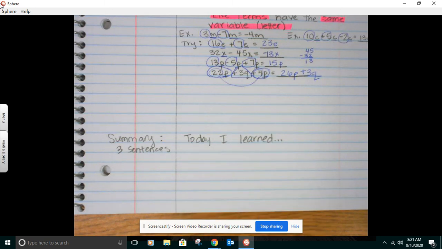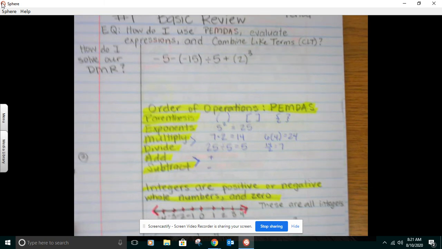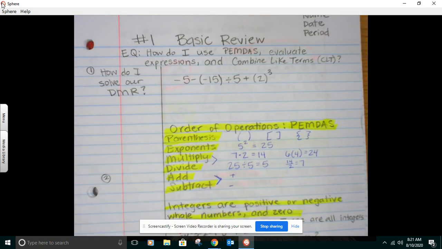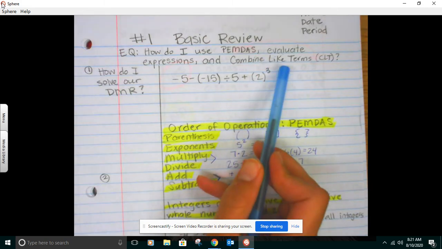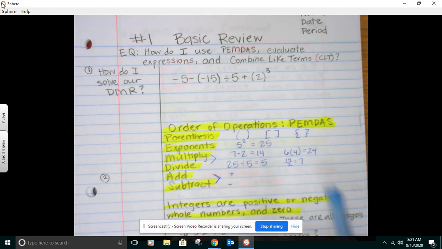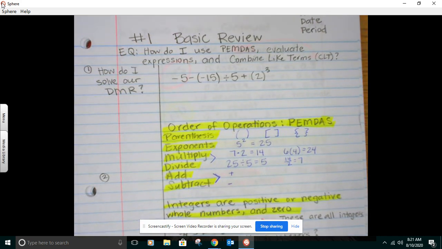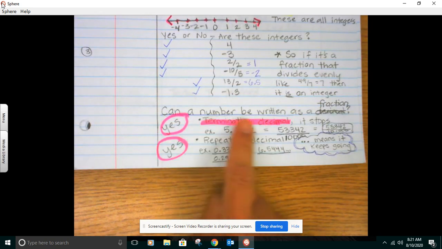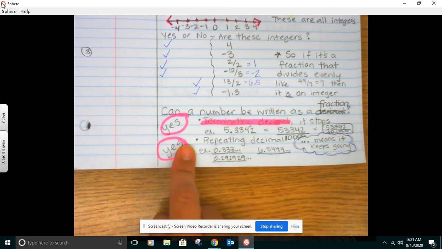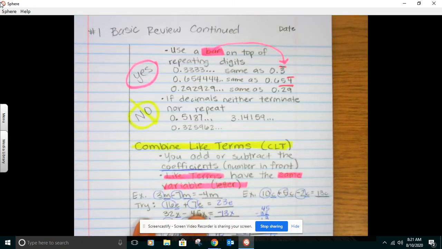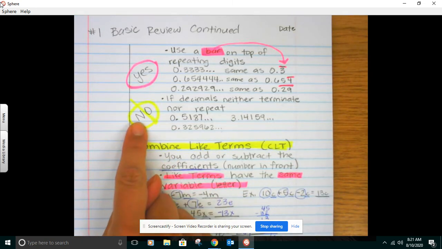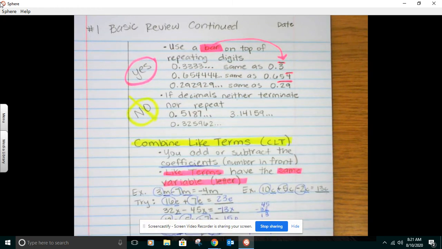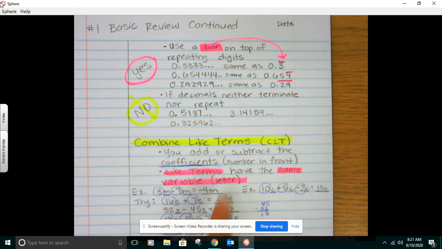What I would recommend is go back to your essential question and review your notes. What did you learn about? You learned about PEMDAS, evaluating expressions, and combining like terms. You could get specific and say, what is the order of operations? You could say, how do you know a number can be written as a fraction? So again, look through your notes. You can say, today I learned how a number can be written as a fraction. And there's 1, 2, 3 ways that it's a yes, but 1 way that's a no. So you can just re-emphasize that. You could summarize combining like terms. There's a lot you could write about in your summary.